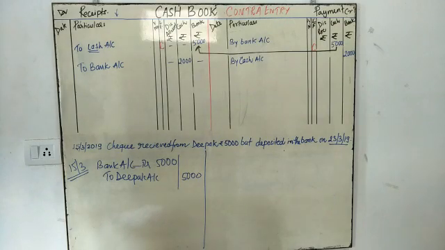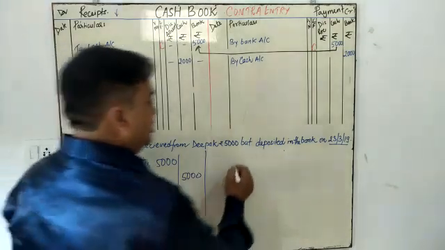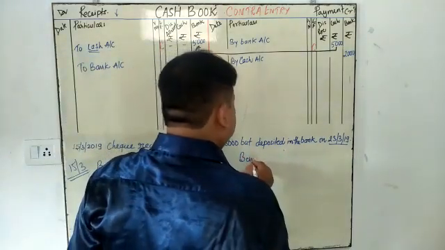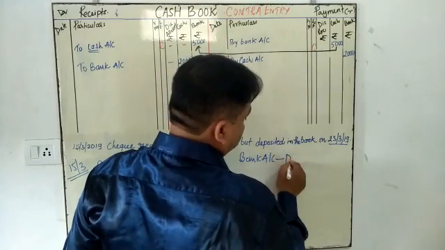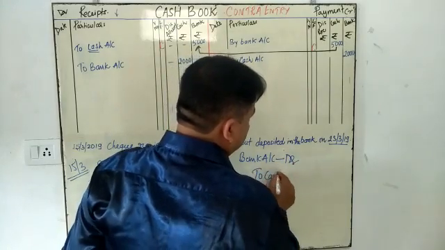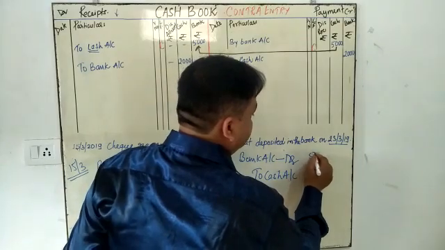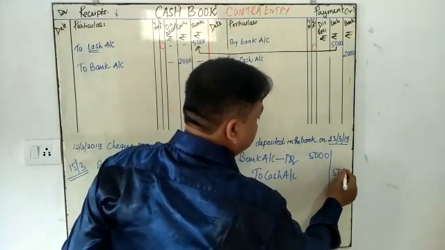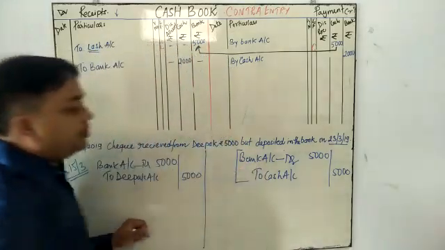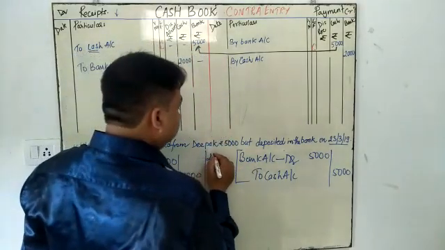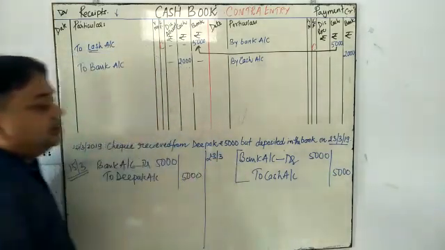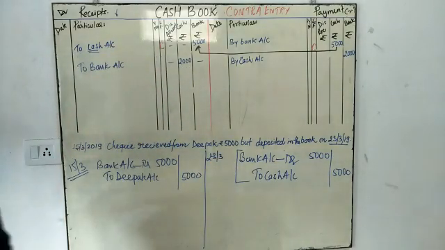How? The check is deposited, so the contra entry is on 23rd March. So what will you write? Your bank is going to be increased. Your check is going to be deposited, bank account debited to cash account. How much? 5000. This entry will be passed on 23rd March. The bank account is going to increase.